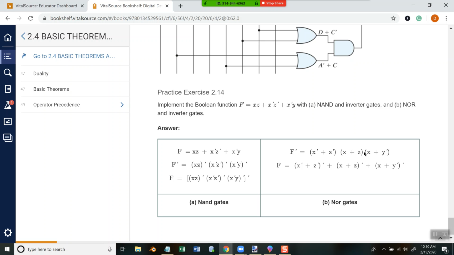Implement the Boolean function F equals xz plus x prime z prime plus x prime y with NAND gates and inverter gates, and NOR gates and inverter gates.